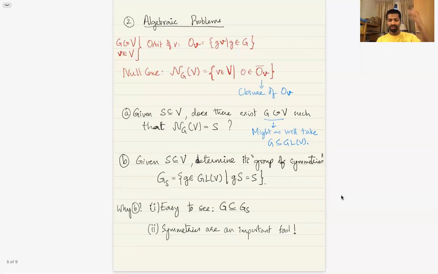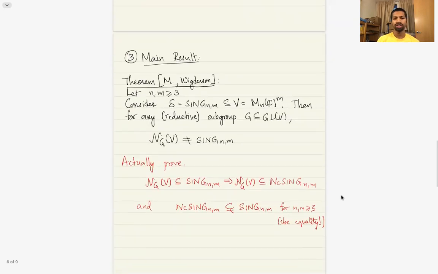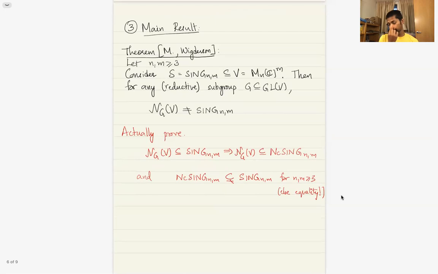All right, so these are the two algebraic problems I want to focus on, in the case where this subset S is singular tuples of matrices. And so let me now state the main result. This is the main result of this paper, and this is joint with Avi Wigderson. So suppose n and m are greater than or equal to 3, and you consider singular tuples. So I consider 3 tuples of 3 by 3 matrices such that their formal linear combination is singular over the function field.